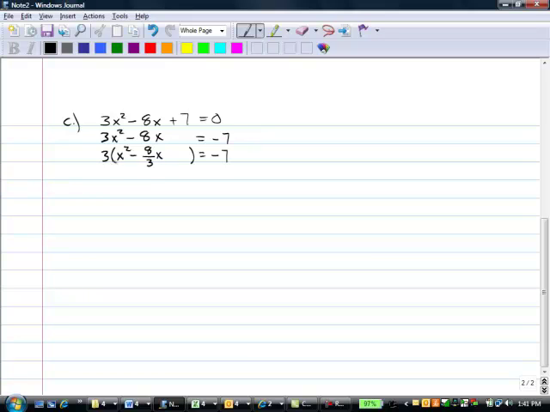Now, why does this work? Well, notice that if I multiply the 3 back in, will I get back to the previous step if I redistribute that 3? Well, I get 3x squared by multiplying 3. And if I multiply 3 times 8 over 3, the 3's cancel, and I'm left with the 8, with the negative in front still. The 3's cancel, leaving us the 8 in front of the x. So that's correct.